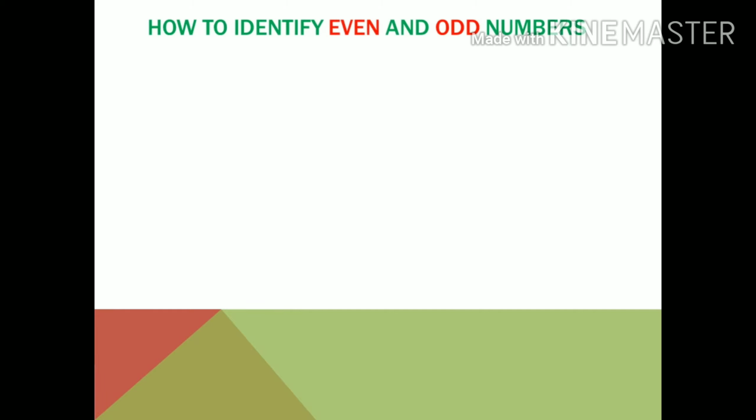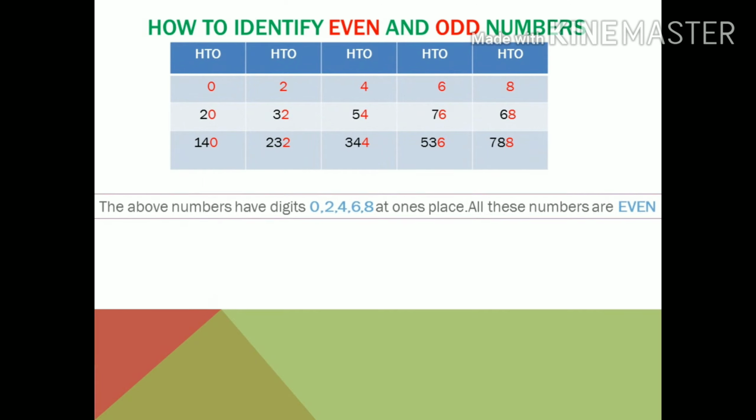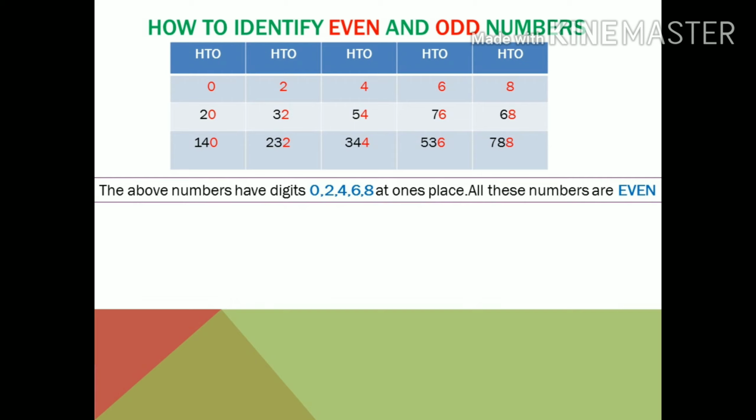How to identify even and odd numbers? Let's have a look on this table. The above numbers in the table have digits 0, 2, 4, 6 and 8 at its ones place. All these numbers are even. So whenever we see 0, 2, 4, 6 or 8 at ones place of a number, the number is even.